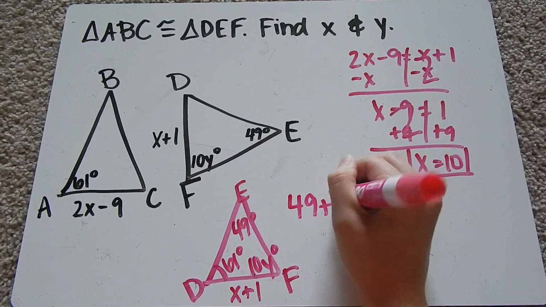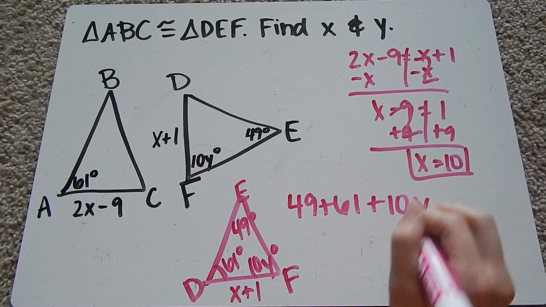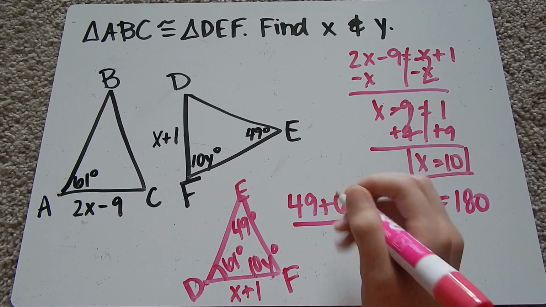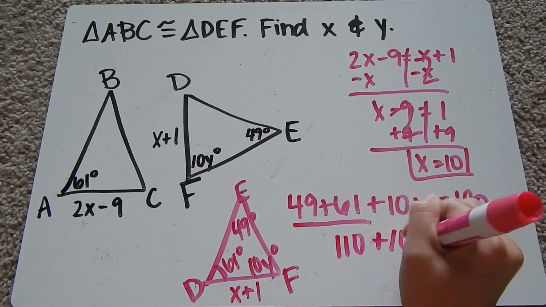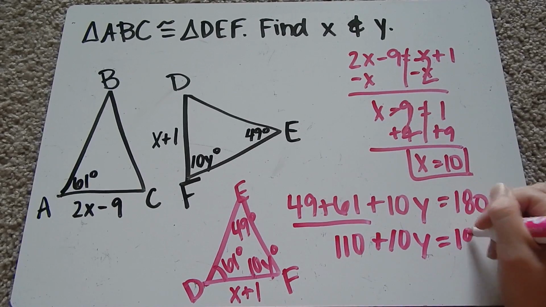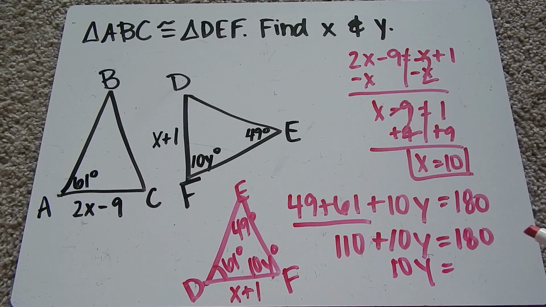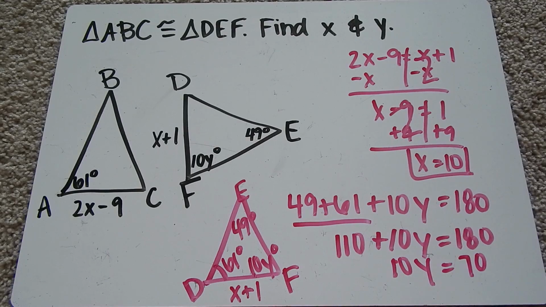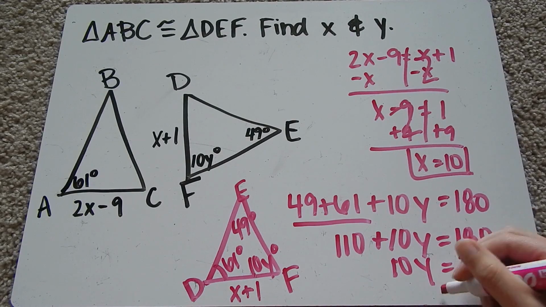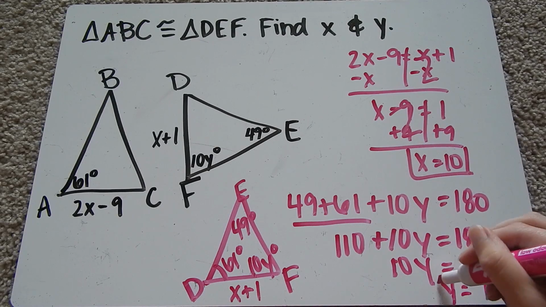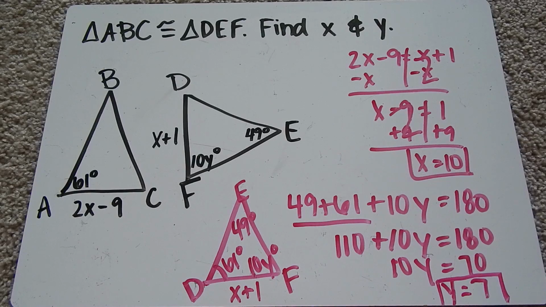So 49 plus 61 plus 10Y equals 180. Combine like terms, 110 plus 10Y equals 180. Subtract 110 from both sides. I won't show it because I'm running out of room. 180 minus 110 is 70. Divide both sides by 10. Again, I won't show it because I'm running out of room. But when you divide 70 by 10, you get 7. So those are my answers. X is 10, Y is 7.